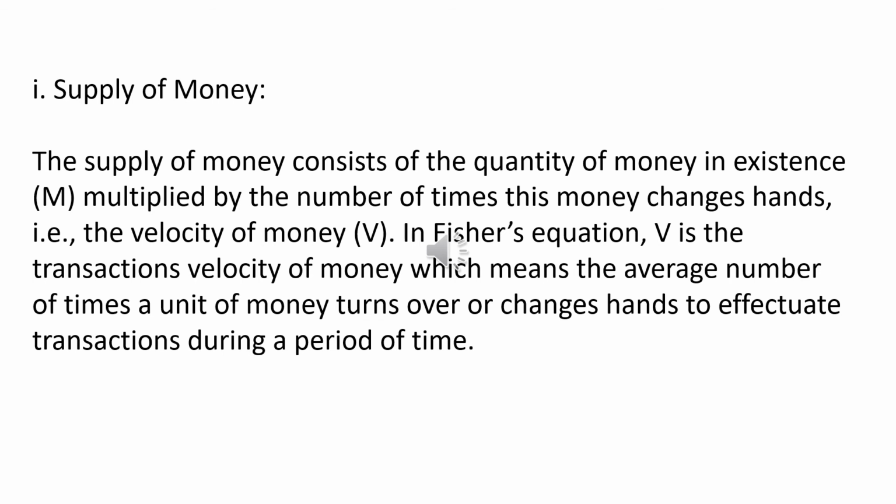So we are explaining in this slide the left hand side of Fisher's equation, that is MV. MV denotes money supply in an economy. We get the money supply by multiplying the quantity of existing money by the velocity of money circulation, that is M into V. You should know by heart this equation, MV is equal to PT. So MV denotes the supply of money, which we get by M into V. M is the quantity of money in existence and V is the velocity of circulation of money.